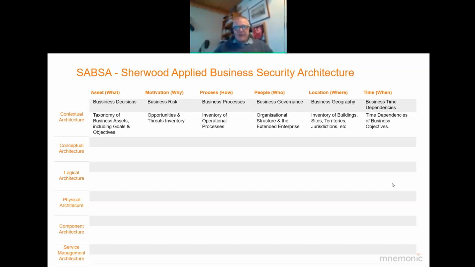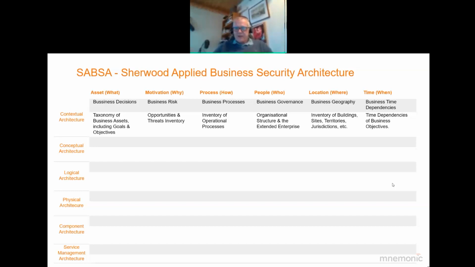So what we need to do in this contextual area, which is talking to the business, we need to understand what the goals and objectives of the business are and which business assets are being used to achieve these goals. That's the what of it. The why is, why do we need to protect these assets? What are the opportunities and threats that face the business? What are the business risks that we need to take care of?